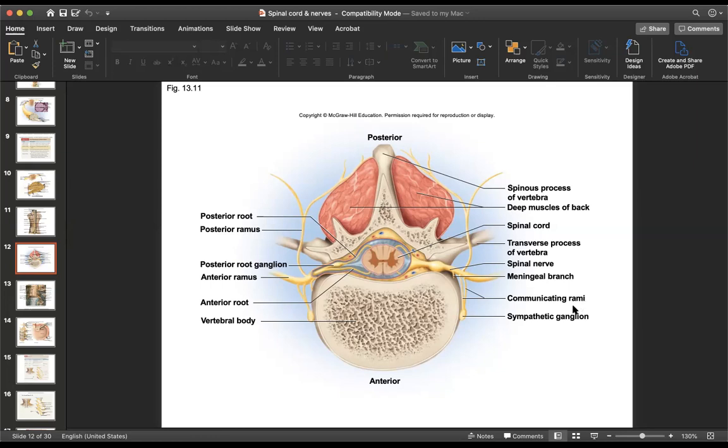But the communicating ramus is something, again, you only see at the thoracic level, and that communicates with the sympathetic ganglion. The sympathetic ganglion, just like it sounds, controls the sympathetic nervous system, your fight or flight. So that is a chain, what they refer to as a ganglion chain. Basically, all the levels of the thoracic vertebrae have a ganglion at each level, and they both connect to the anterior ramus, and they connect to each other up and down through a nerve plexus as well.